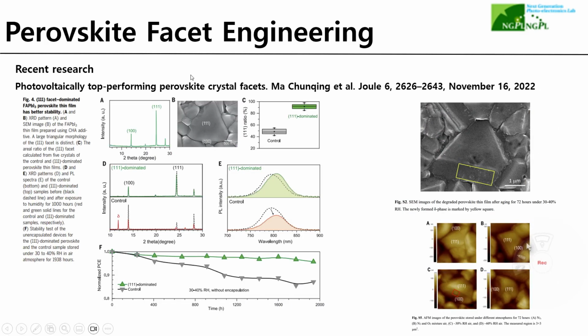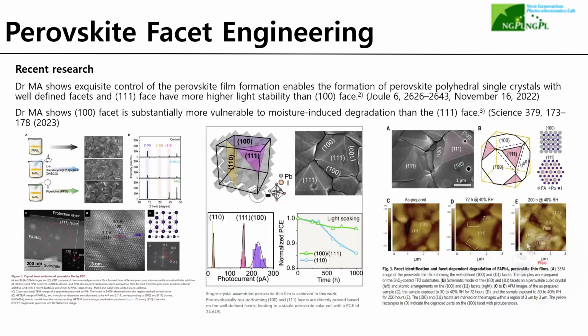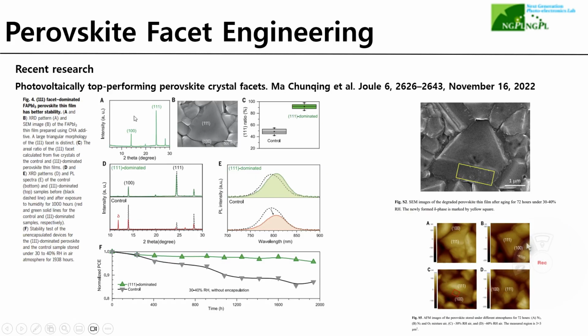More specifically, in the past, this group shows that the 111 facet has more light stability than the 100 facet, and 111 facet perovskite solar cell, and they developed it from that idea. The control sample was the 111 and 100 mixed perovskite facet solar cell, and the target sample is 111 dominated perovskite solar cell, which is made from cyclohexylamine to increase the polarity of perovskite solution.